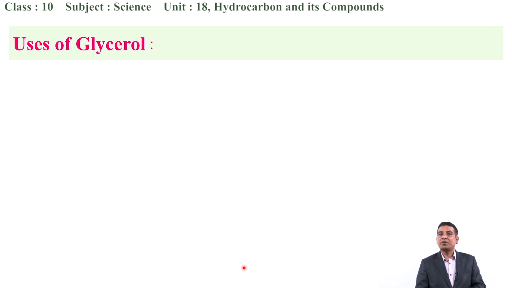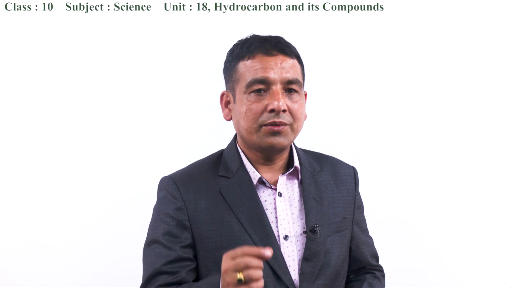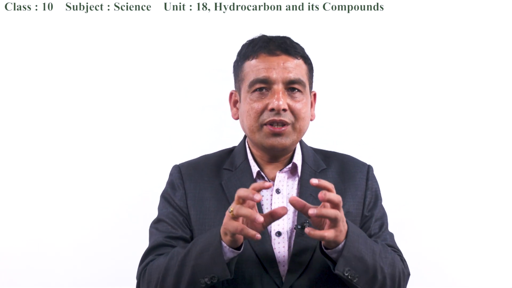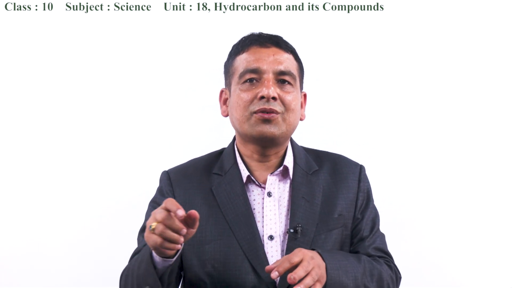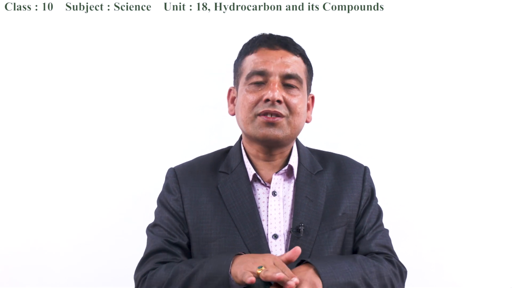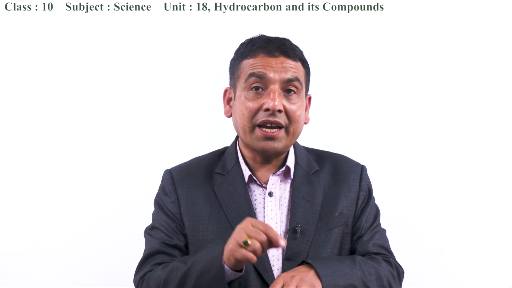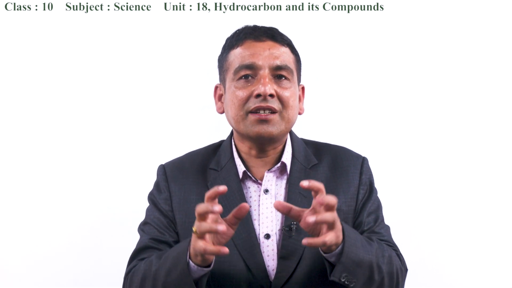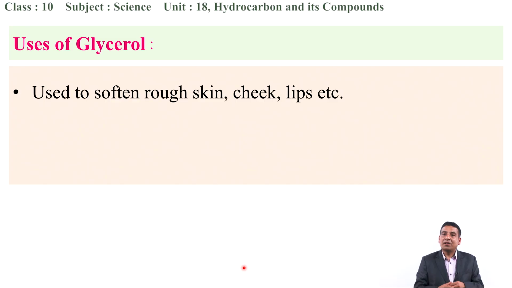As we have discussed that methanol as well as ethanol and glycols have different uses, glycerol has also got specific uses. So, it is used to soften rough skin. If your skin is quite rough, you can go into the market to purchase glycerin. Then you can just apply the glycerin over the skin, and your skin becomes soft while using this glycerol. Not only the skin, cheeks as well as the lips also, you can use glycerol to soften these parts of the body.